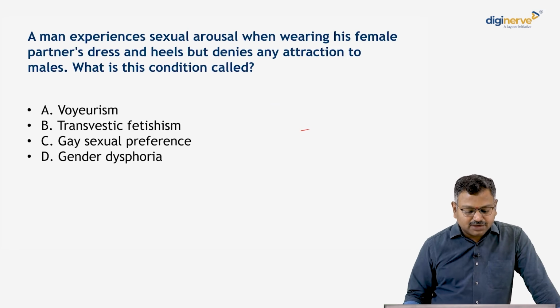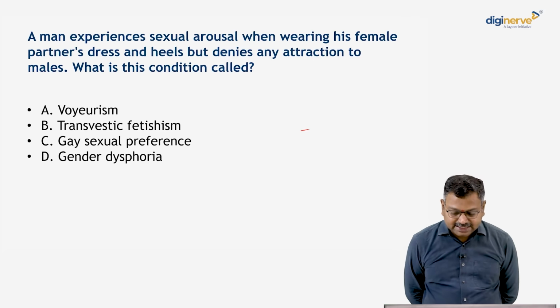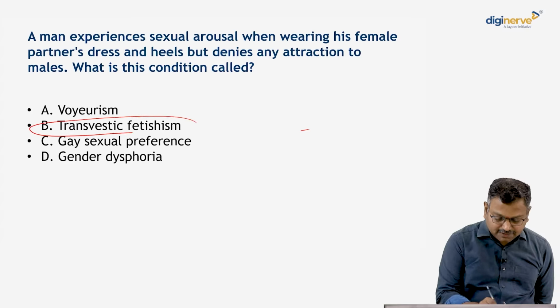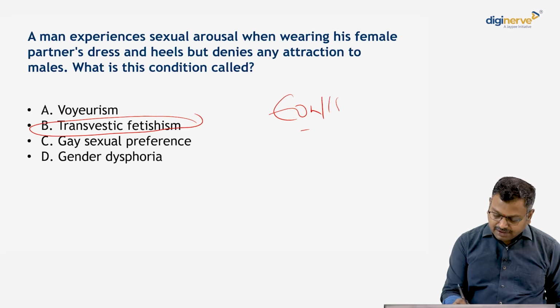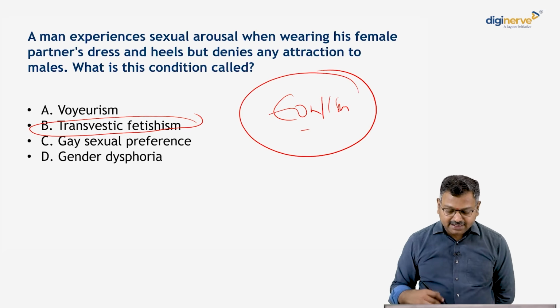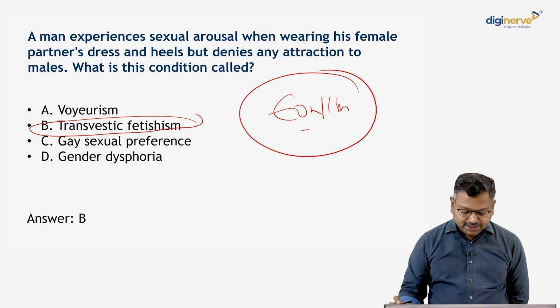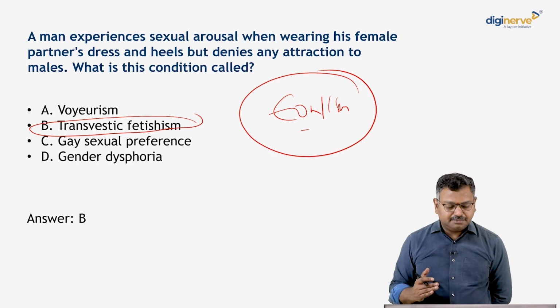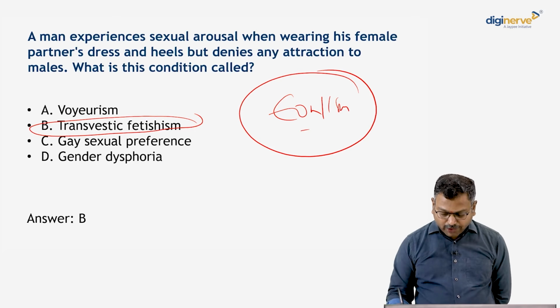A man experiences sexual arousal while wearing his female partner's dress and heels, but denies any attraction to males. What is this called? Voyeurism, transvestism, gay sexual preference, or gender dysphoria. This is a classical example of transvestic fetishism, otherwise called eonism, where they get sexual arousal when they wear nightgowns or slips or the bras or the lingerie of the females that you would see there. Voyeurism is where the patient has a desire to see somebody undress or naked. That is voyeurism.